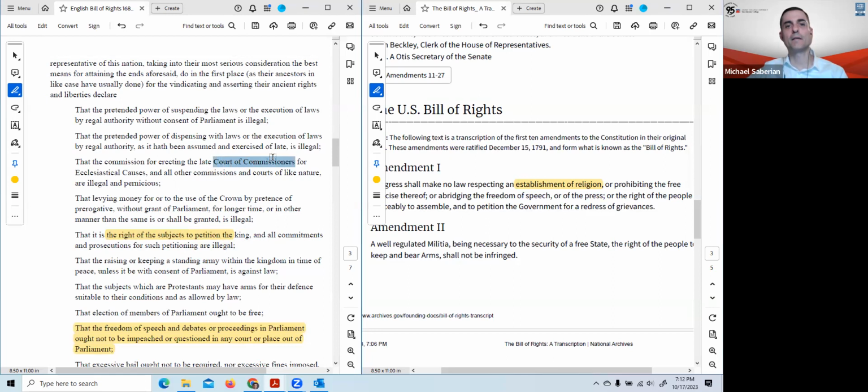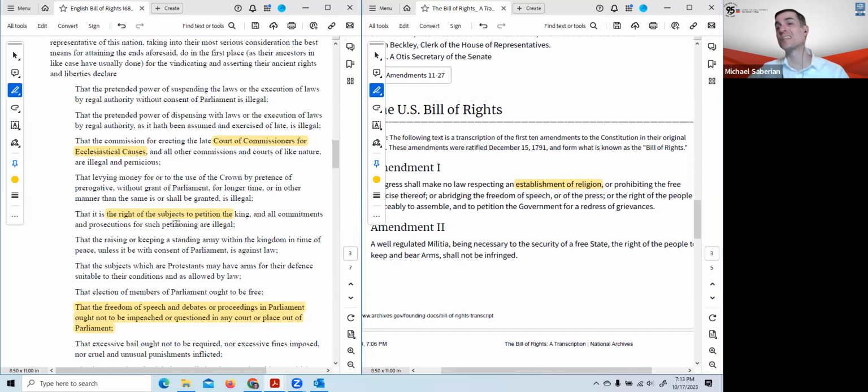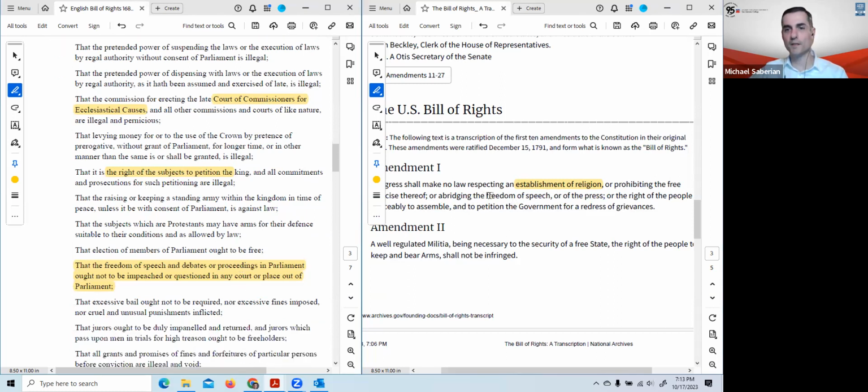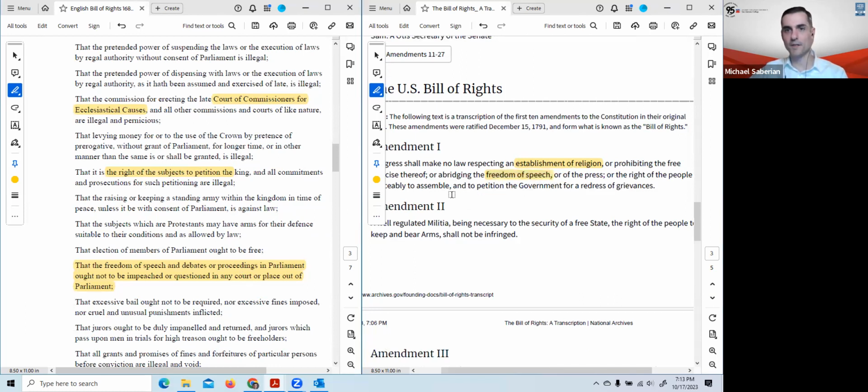is that the British, they have this prohibition of the monarch erecting a court for ecclesiastical causes. And so in a way, their freedom of religion kind of stems from here. The right of petition is as close as you're going to get to the freedom of speech. And then they've got a freedom of speech for debates in Parliament. Now, the other thing they actually do is they have the right of the people to assemble to petition the government for a redress of grievances.